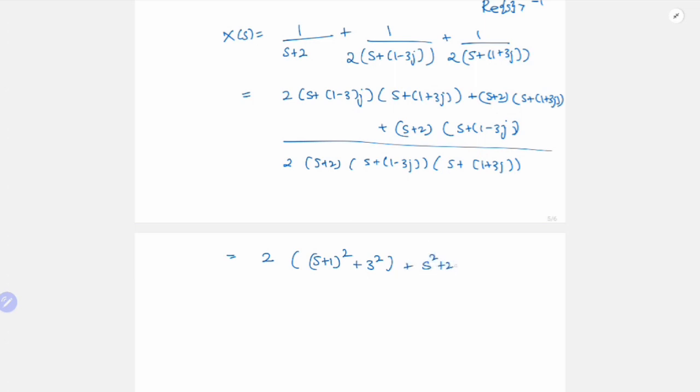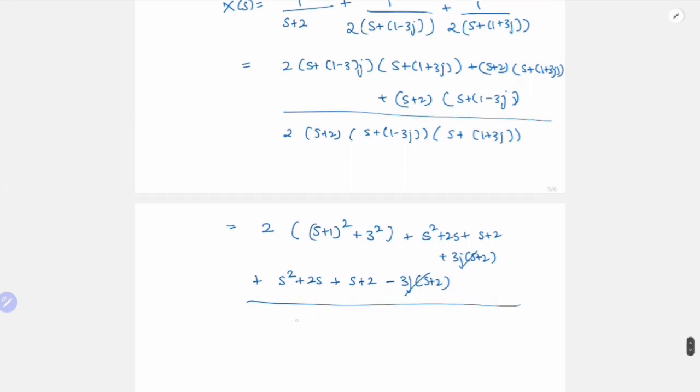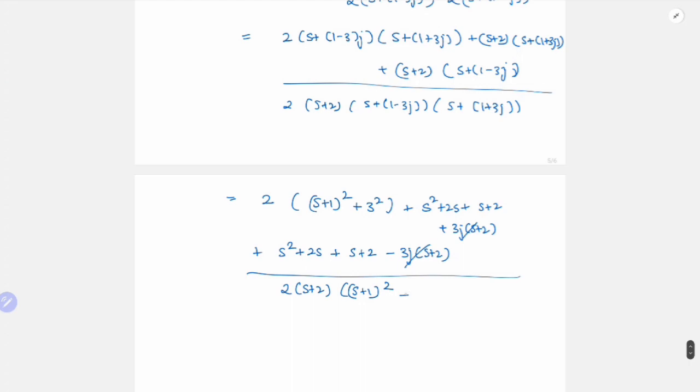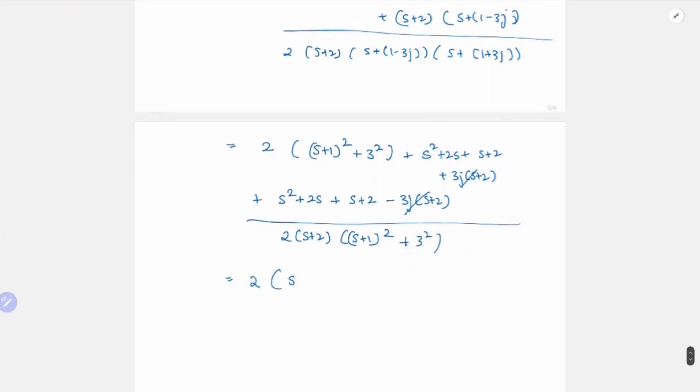Next I have s square plus 2s plus s plus 2 plus 3j into s plus 2. Again here I have s square plus 2s plus s plus 2 minus 3j into s plus 2. So the imaginary terms will cancel. In the denominator, what will I have? I will have s plus 1 whole square plus 3 square, which is 9. If I evaluate this, I'll get s square plus 2s plus 1 plus 9, which is 10, plus s square plus, and I can add these up: 2s square plus 6s plus 4 by 2 into s plus 2 into s square plus 2s plus 10.